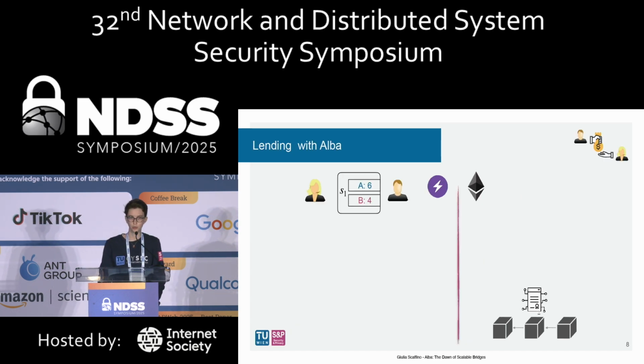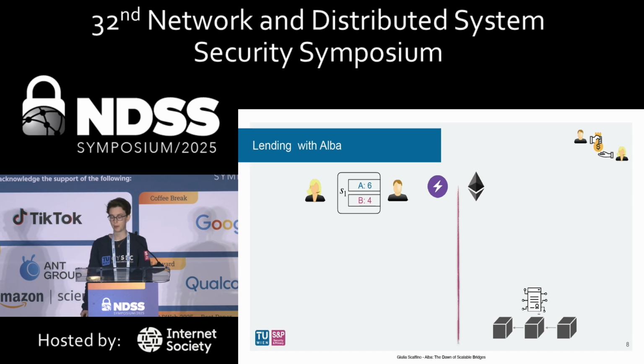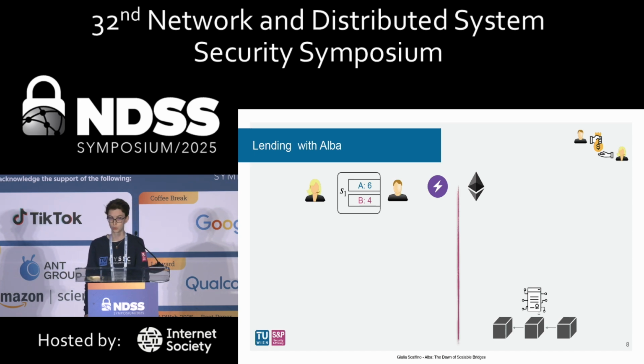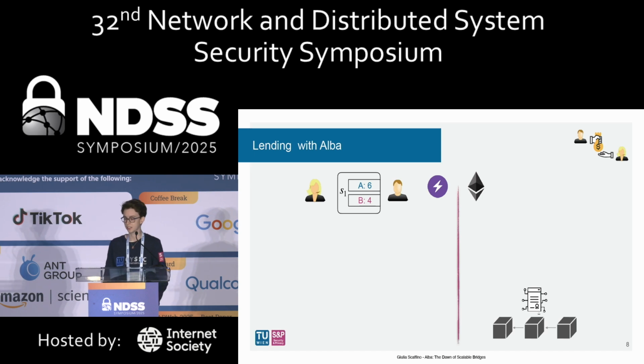I'm going to show you how Alba works by using a lending protocol as a running example. So let's consider Alice, who wants to borrow some coins from Bob. Alice and Bob have a channel in the Lightning Network, which is the layer 2 solution on top of Bitcoin. And there's an Alba contract on Ethereum.